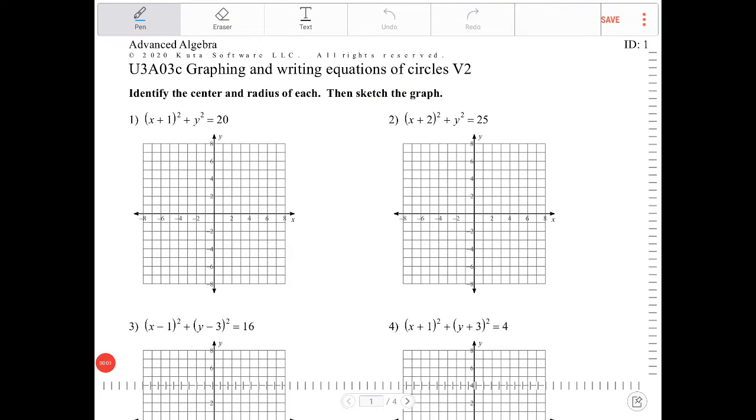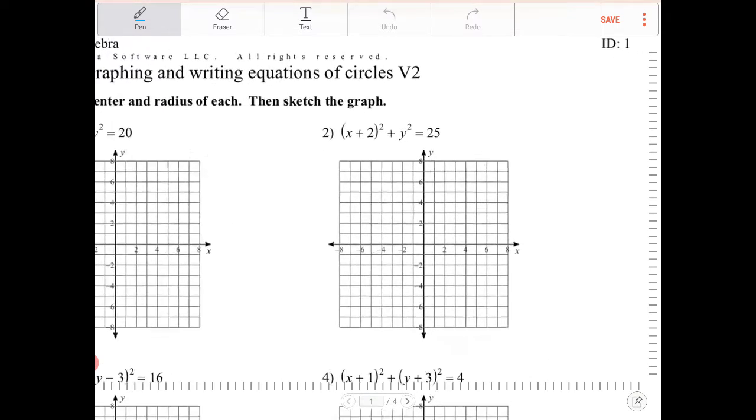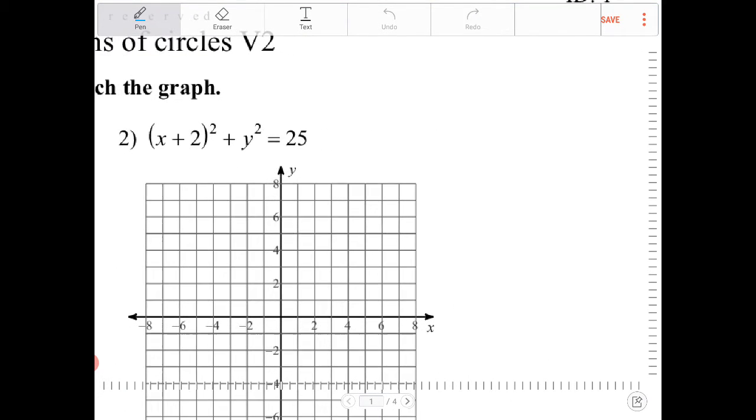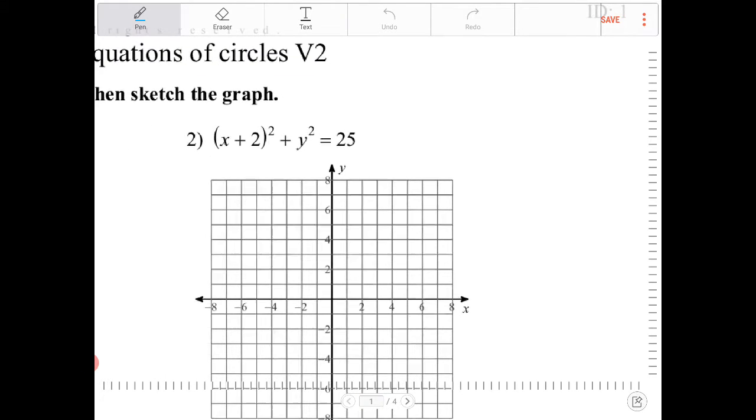Hello students, in this video I am going to go through how to graph a circle if given the equation, either in standard form or in general conic form. So let's take a look at this guy. In order for us to graph this, we need to be able to identify where the center is and what the radius is.